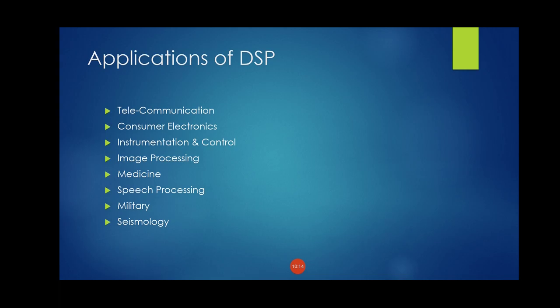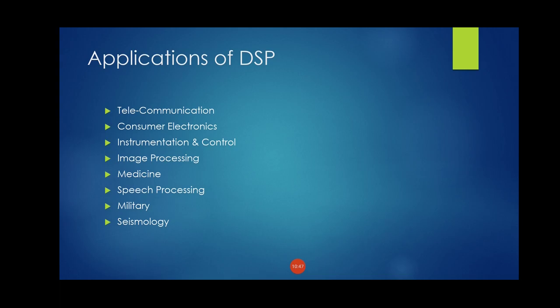In the military, it is very interesting. For example, radar signal processing, sonar signal processing, navigation. We will study the application of DSP in the military field when we study DFT. So these are some of the applications of DSP.